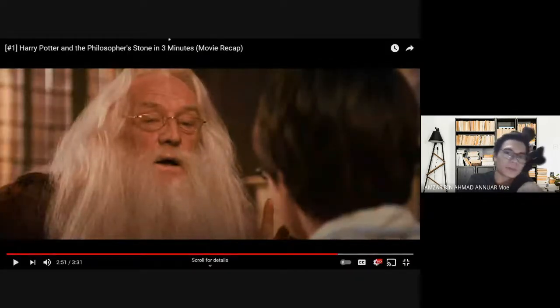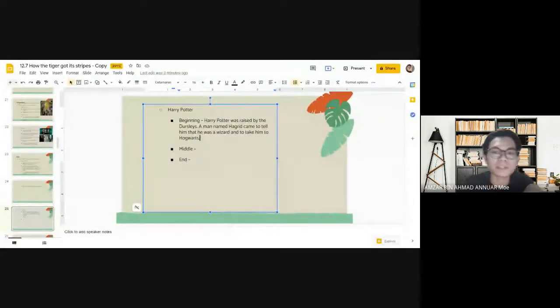Okay, baik. Middle. Now take a look at the middle. What happened in the middle? What did they find out about? Dia dapat tahu mengenai apa? Harry and his friends found out about. Dia dapat tahu pasal apa?